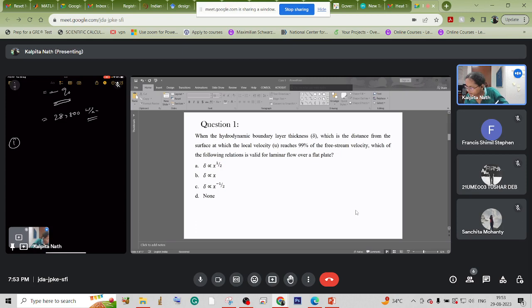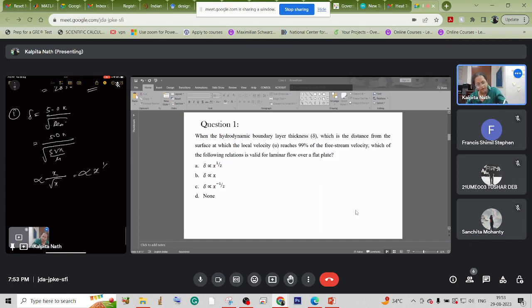So the first question: delta, it is said laminar flow, so it will be 5.0x upon root over Reynolds number. And the Reynolds number we already know is rho v x upon mu. So if we take it proportional, it will be x upon root over x. So this is proportional to x to the power half. That is option A.